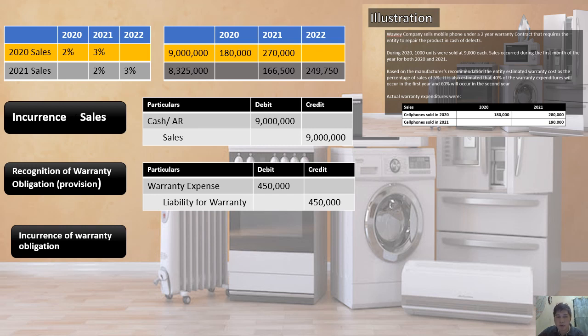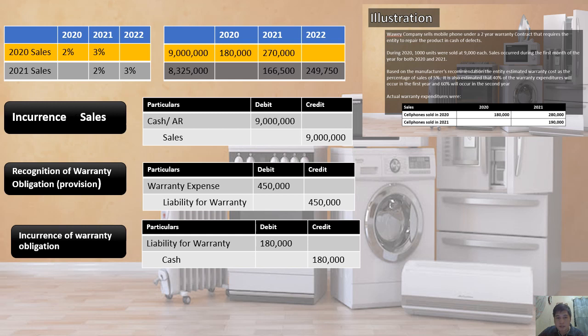So the pro forma entry should be debit liability for warranty amounting to 180,000, then credit cash 180,000, since the obligation natin is to repair the product. We have to make a cash out in payment for our warranty obligation kasi ibabayad natin yan doon sa ating repairman. Okay na yung three major events. So ang next step natin is yung change in accounting estimate na related sa IAS 8.